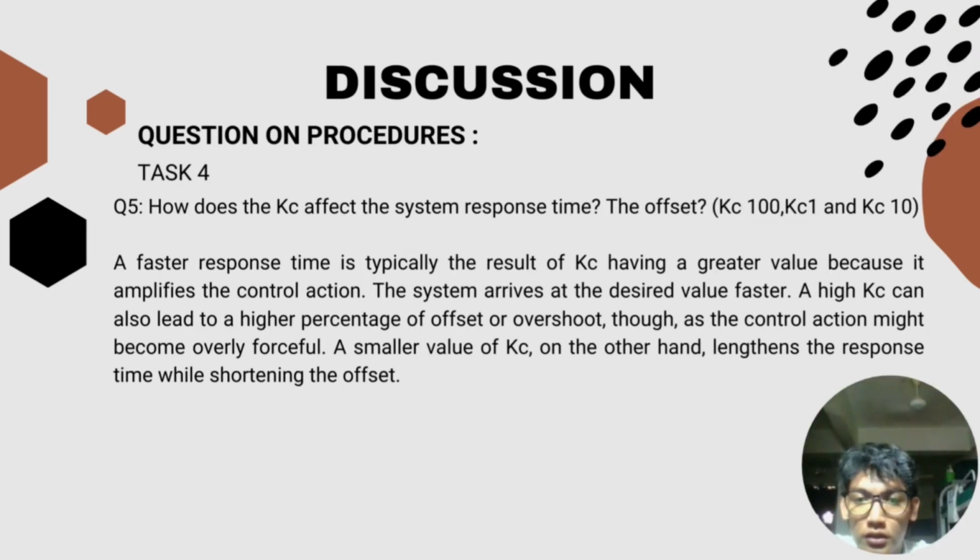Question 5 is how does the KC affect the system response time and the offset, based on KC of 100, KC1 and KC10. A faster response time is typically the result of a greater KC value because it amplifies the control action. The system arrives at the desired value faster. A high KC can also lead to a higher percentage of offset or overshoot, as the control action might become overly forceful. A smaller value of KC, on the other hand, lengthens the response time while shortening the offset.